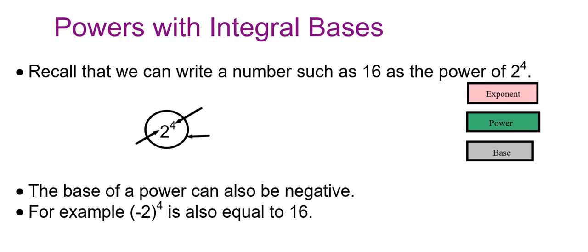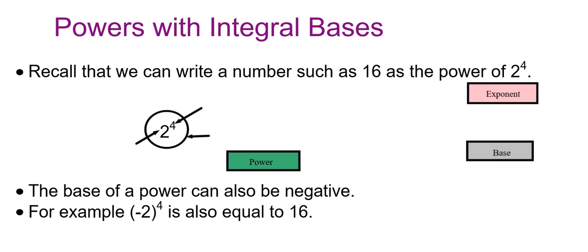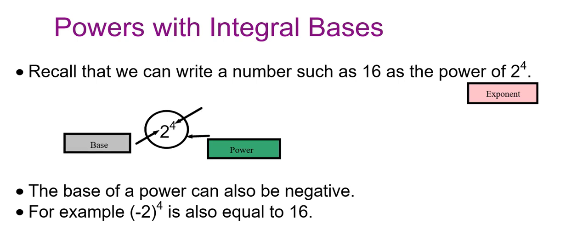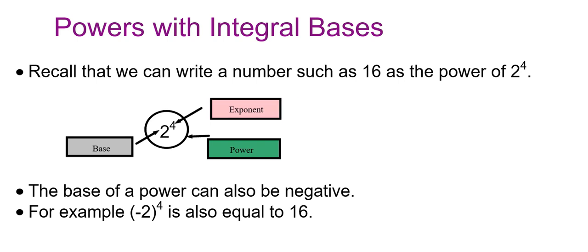All right, so here we are going to talk about what happens when a power has a base that is an integer. So just a quick review of things that we should know about powers and exponents. Remember, the whole thing is called the power. The larger number, the number that gets repeated, is the base. And the smaller superscript number is the exponent. And remember that the exponent is how many times the base gets repeated.